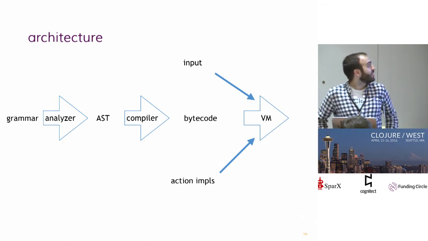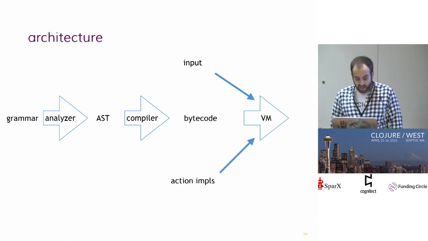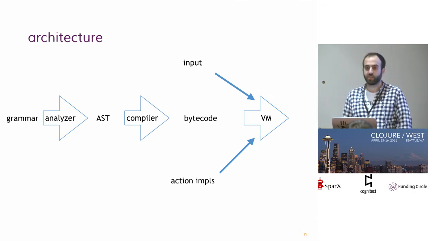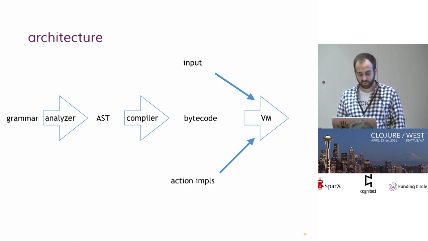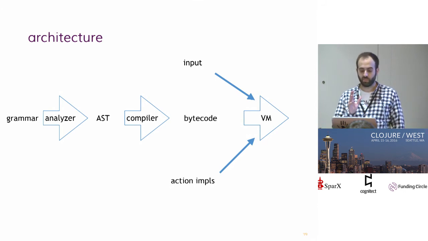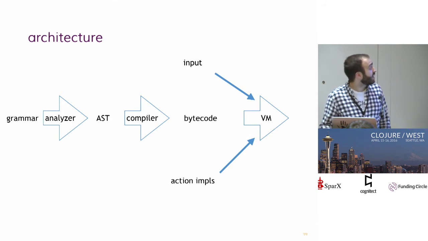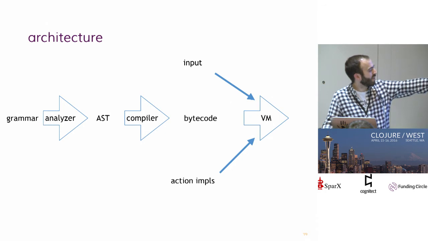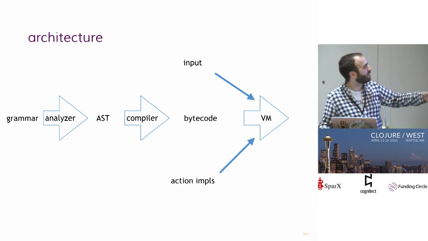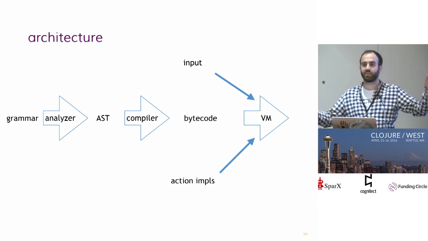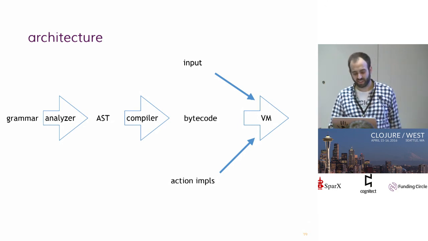The architecture of this library is exactly the architecture of a compiler. It starts with the grammar. You analyze the grammar. You produce an AST, which is just a bunch of nested maps. They kind of look like tools analyzer ASTs. Then a compiler takes the AST and emits a bunch of parsing bytecode. Then you take your input, the parsing bytecode, and then you need some implementations of these actions. So the combination of the three becomes the input to the virtual machine, and then that does the parse. So this is exactly a compiler architecture.